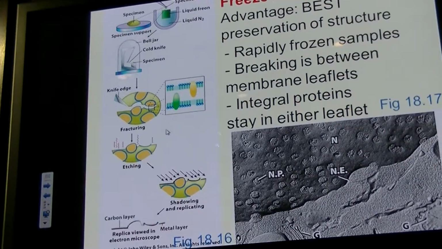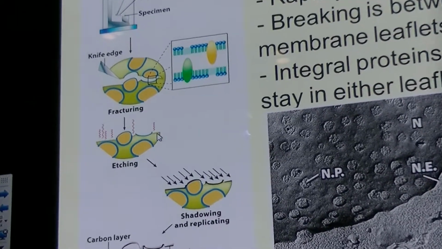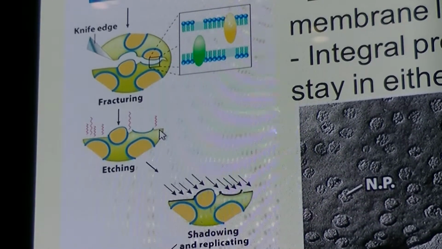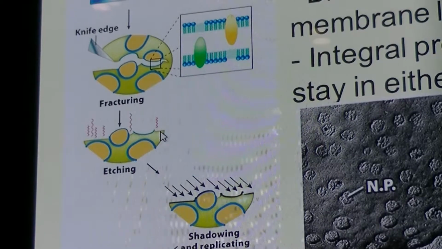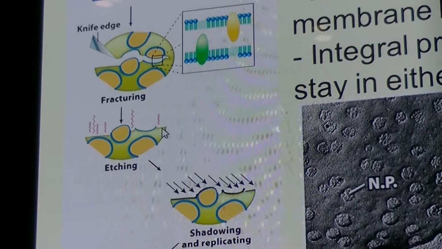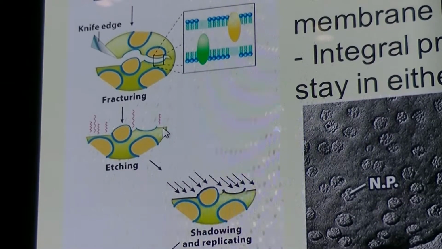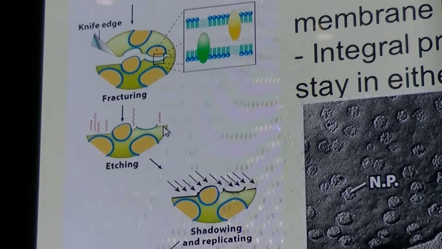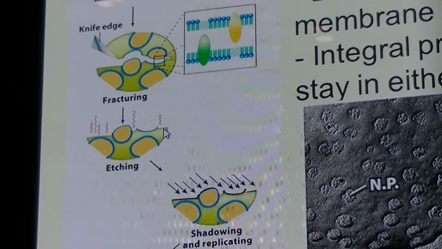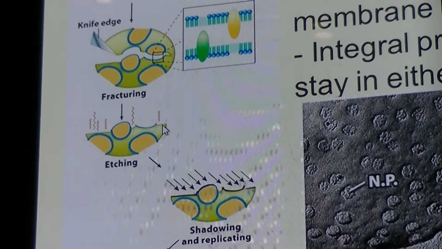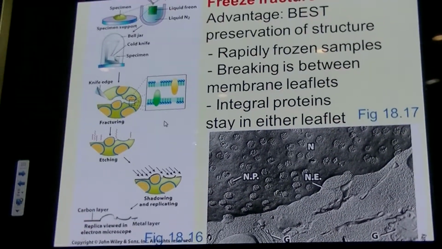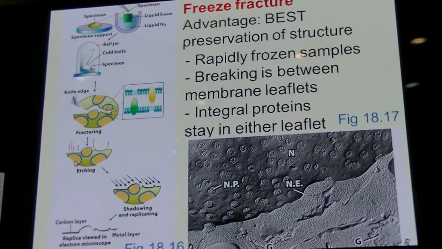Then we have this breaking surface, and we can remove extra water. That's called etching. This is done by just increasing the temperature. All of this is done at a deep freezing temperature. But if you slightly increase the temperature and apply a very low pressure, then some of the water will just evaporate, sublimate, actually. Not melt, but just go straight from solid into the gas phase. That's called etching.